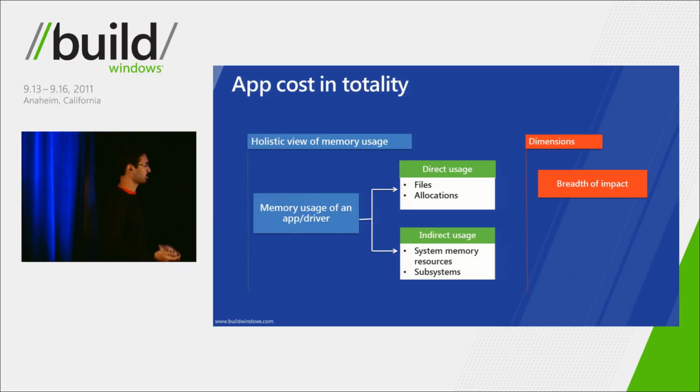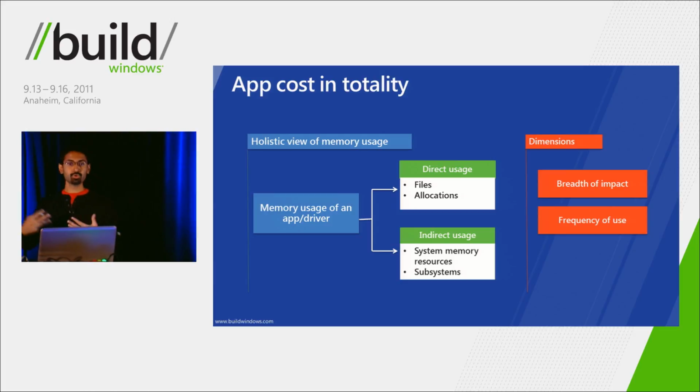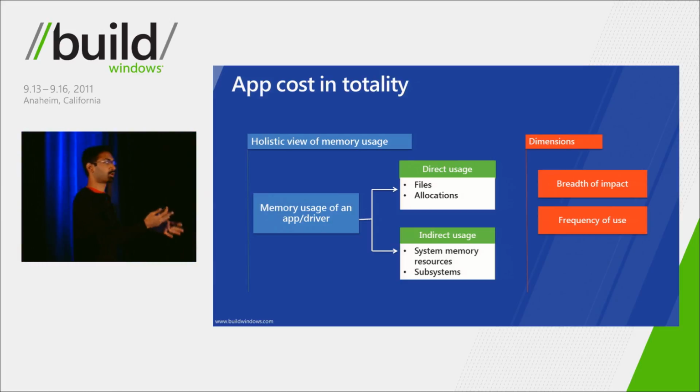The example here is if you have a driver that's loaded on boot, the boot scenario is extremely critical, and you want to make sure that you're really optimal from that scenario's perspective. The second thing to look at is frequency of use. Do you think a particular feature set is going to be used multiple times and more frequently by your users as compared to others? You want to focus on those particular features.